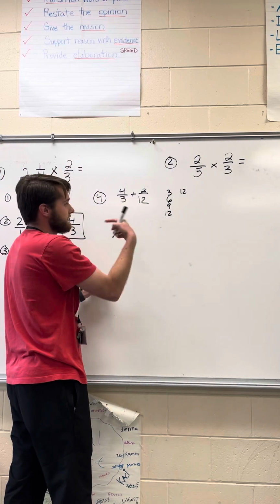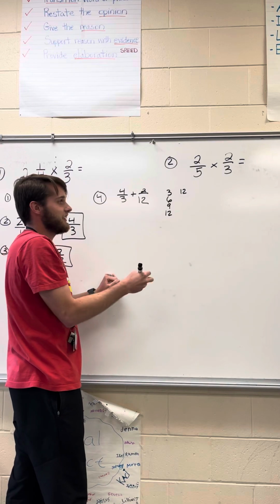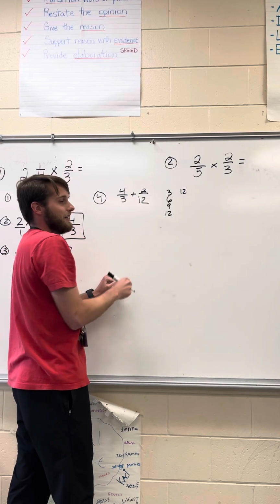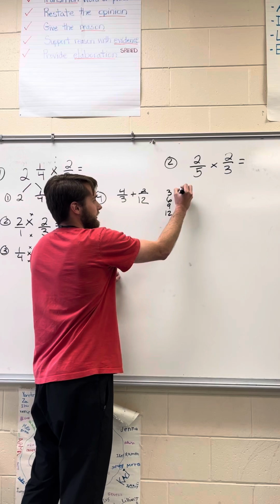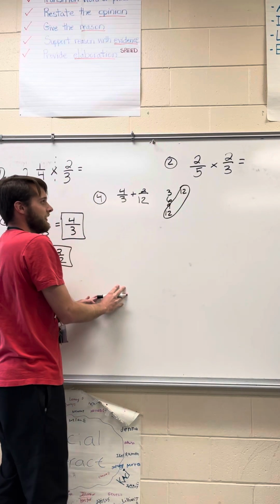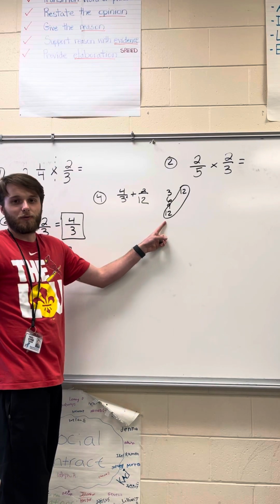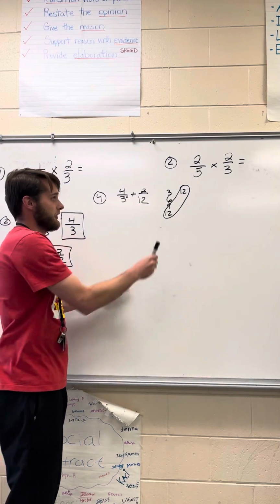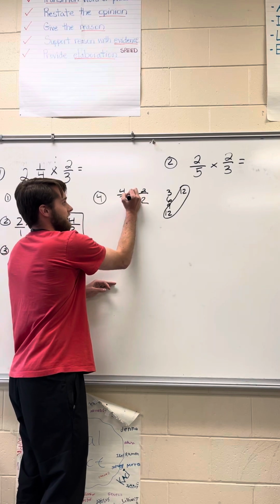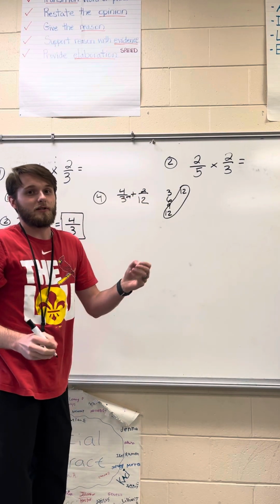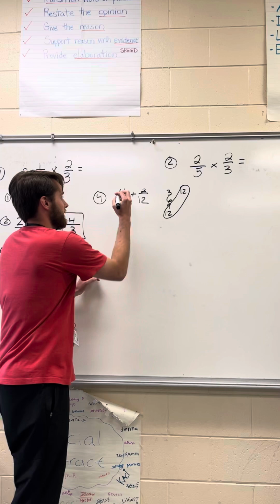12. Okay, I think a lot of us already knew what this was going to be. If you didn't, you need to count by each of these denominators until you find a common one. Okay, so our common one is 12. So look at this number. 3 times what equals 12? Well, either you just know it or you count. 1, 2, 3, 4, times 4. Whatever you do to the bottom, you do to the top. Good.